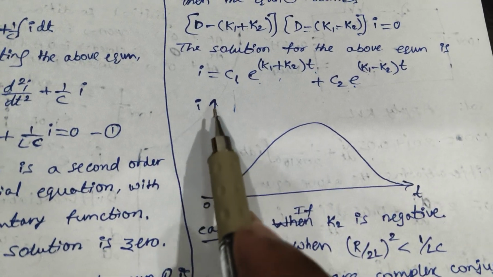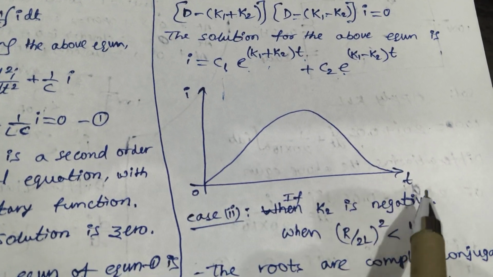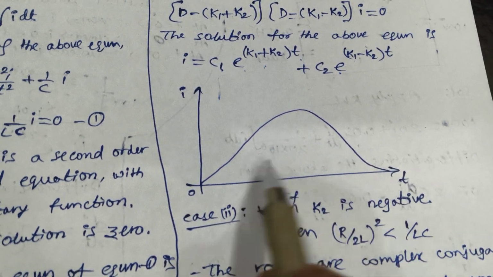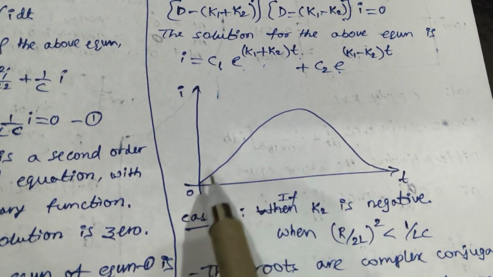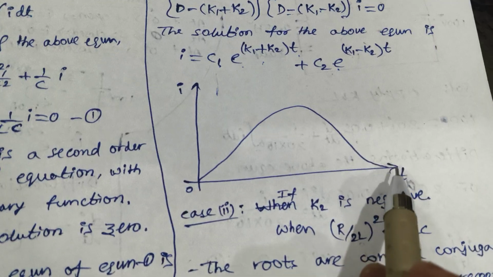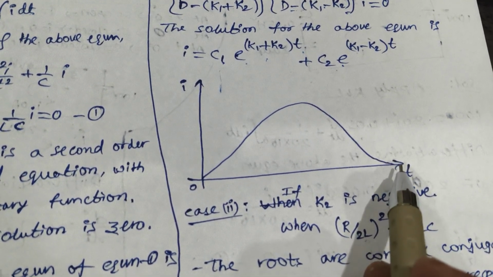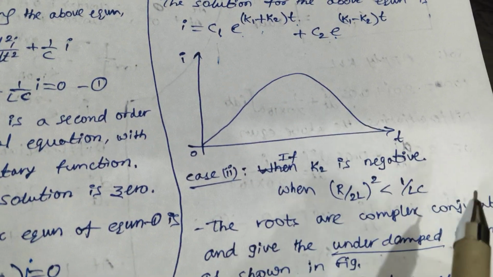The overdamped response, with current on the y-axis and time on the x-axis, will take a long time to reach the steady state. It will start from 0, increase, and then go back to 0 in the steady state, but it will take longer. So that's the current response.